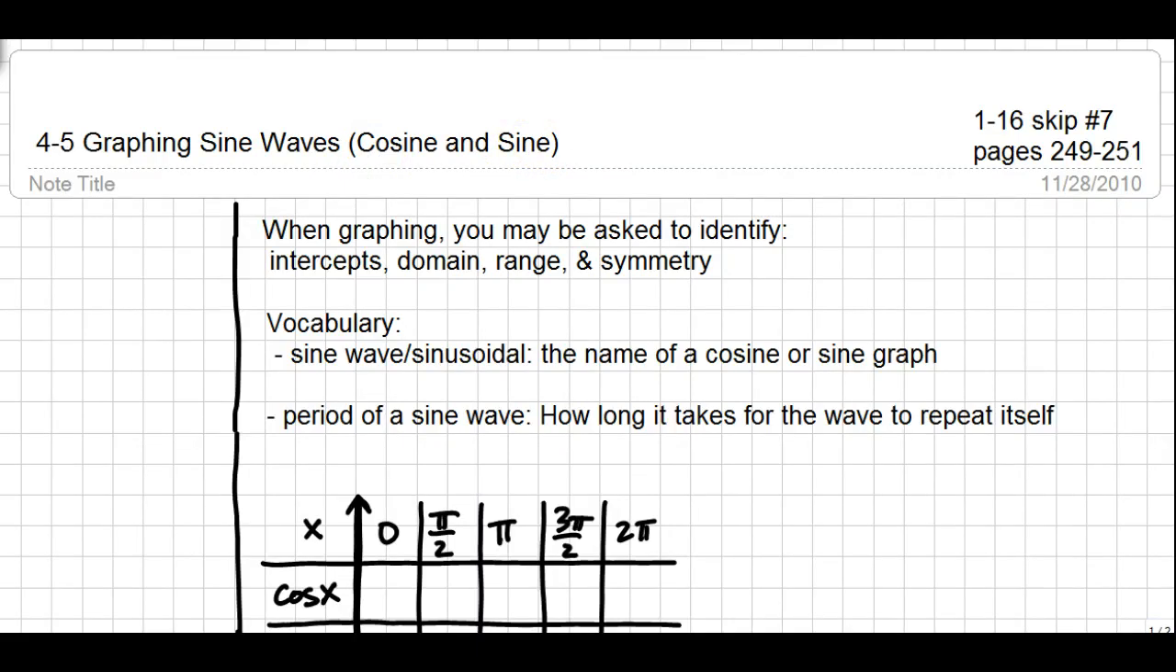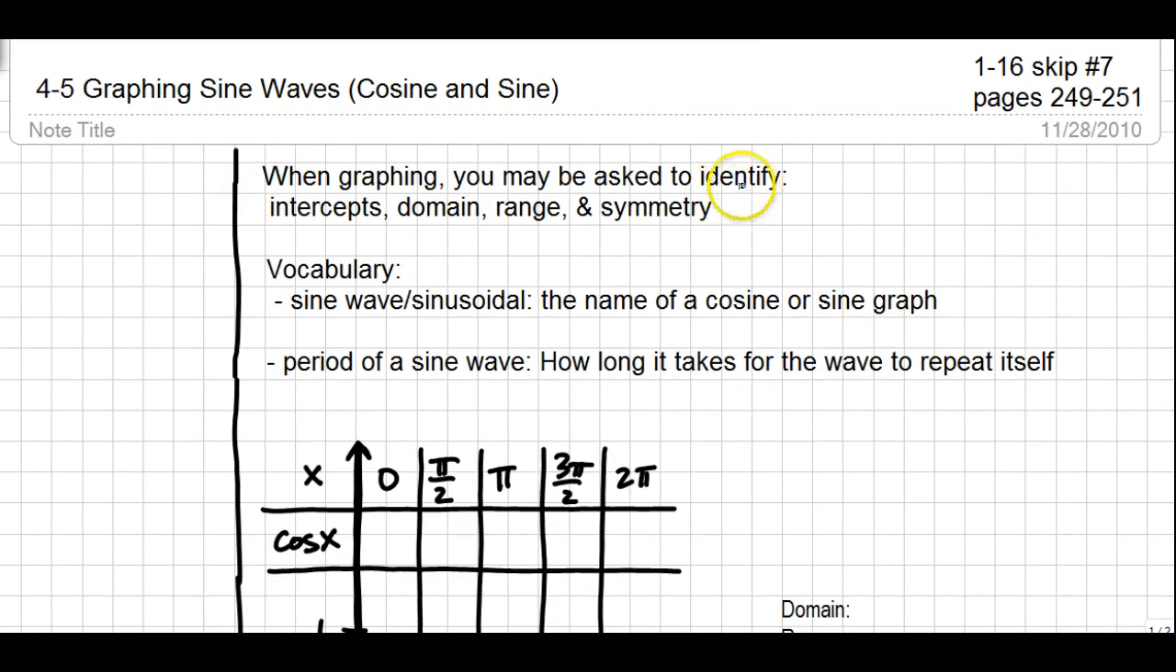When you are asked to graph, you may be asked to identify intercepts, domain, range, and symmetry. Keep in mind that intercepts could be x-intercepts or y-intercepts. X-intercepts have an additional name. Sometimes those are asked as you finding where the zeros are. If you're asked where the zeros are, they're asking you to find the x-intercepts.